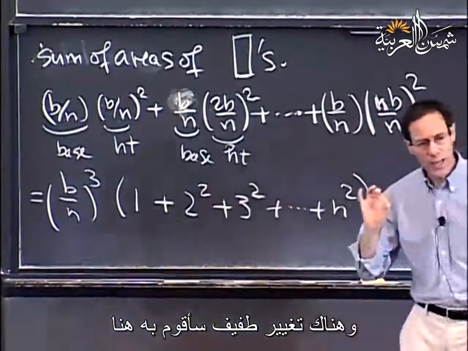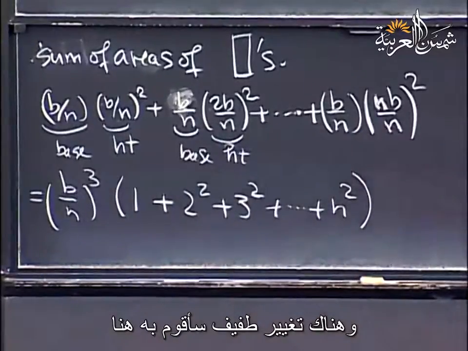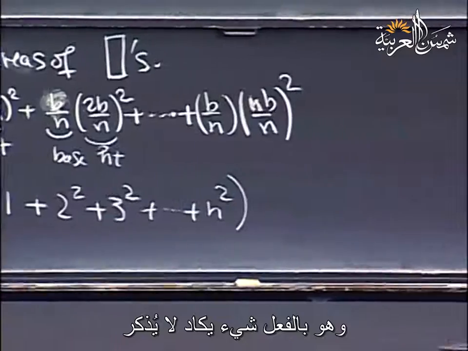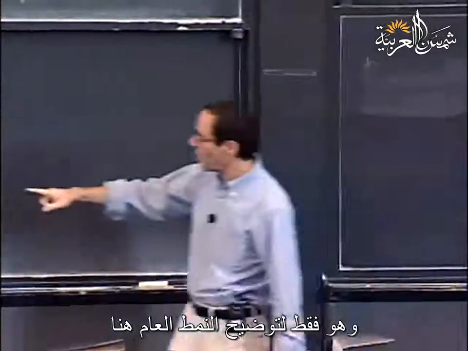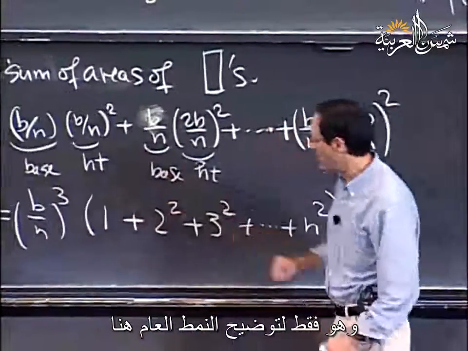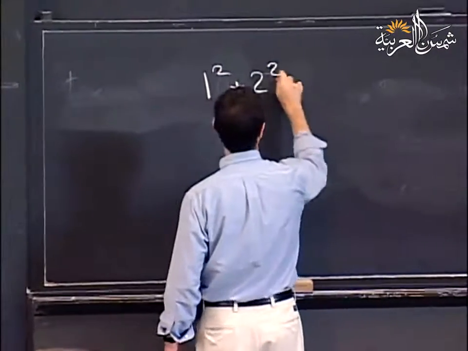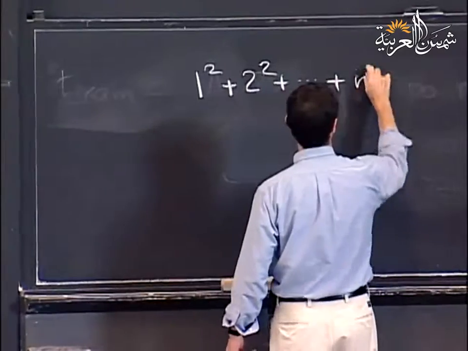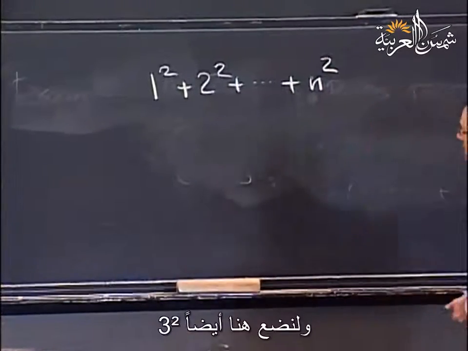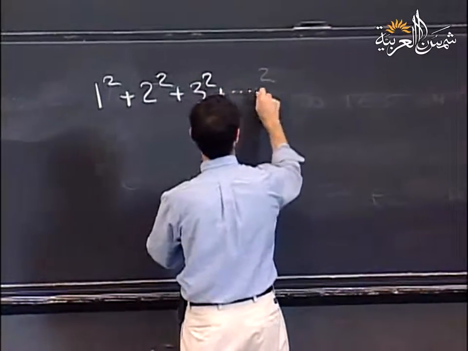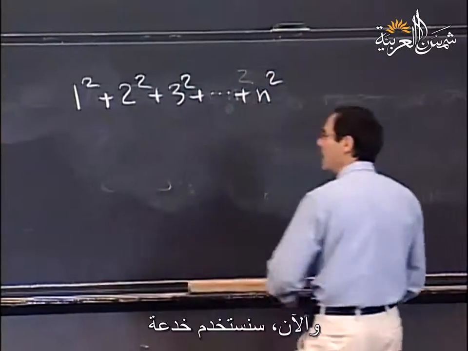And there's one change that I'd like to make, but it's a very modest one, extremely minuscule, which is that I'm going to write 1, just to see that there's a general pattern here, I'm going to write 1 as 1 squared. And, well, let's put in the 3 here. Why not?